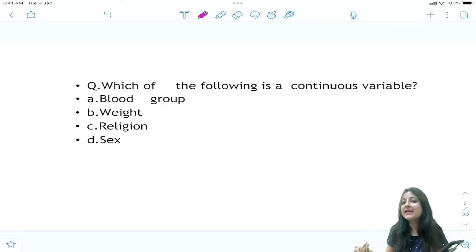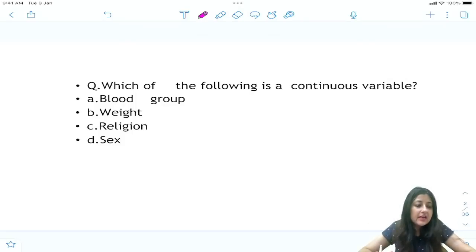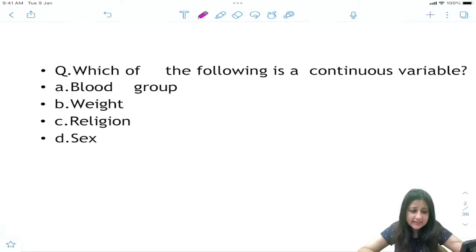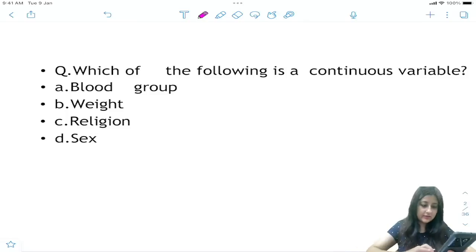The first thing is types of variables. Which of the following is a continuous variable? Blood group, weight, religion, sex. What is your answer over here? You all put your answers again. I can't see your answers here. One second. Okay, now I can see.